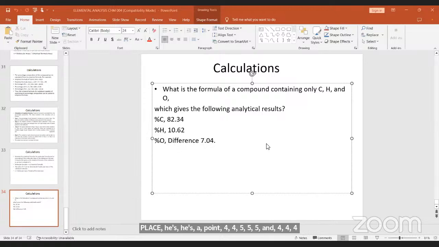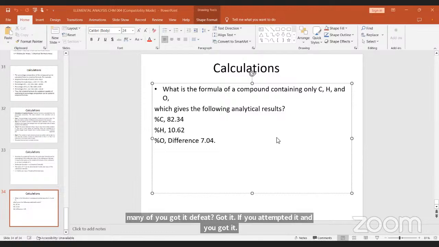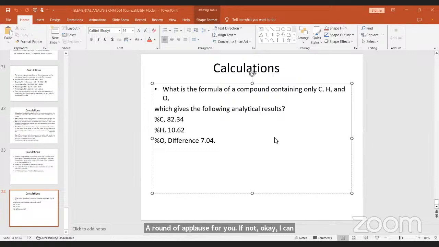So if we now round up, it means our carbon will be 16, our hydrogen will be 24, and our oxygen will be 1. So that means our empirical formula will be C16H24O1. So how many of you got it? If you attempted it and you got it, a round of applause for you. If not, okay, I can see. Yeah, I think a lot of people got it right. That is good. So I'm going to send more questions to you.